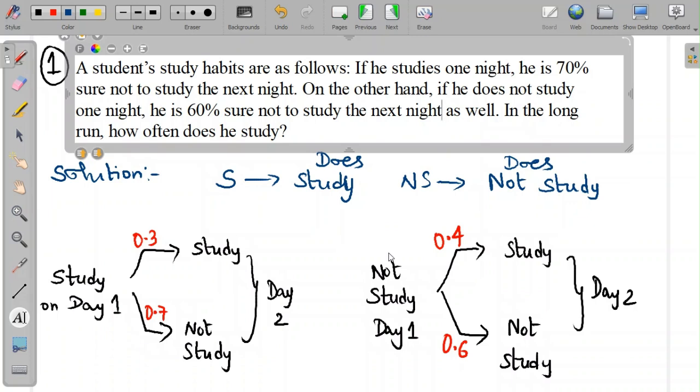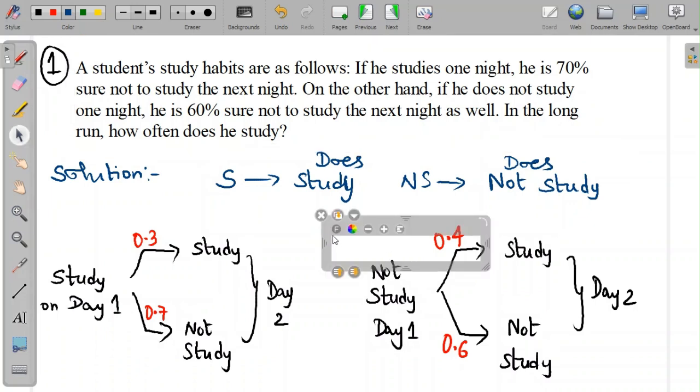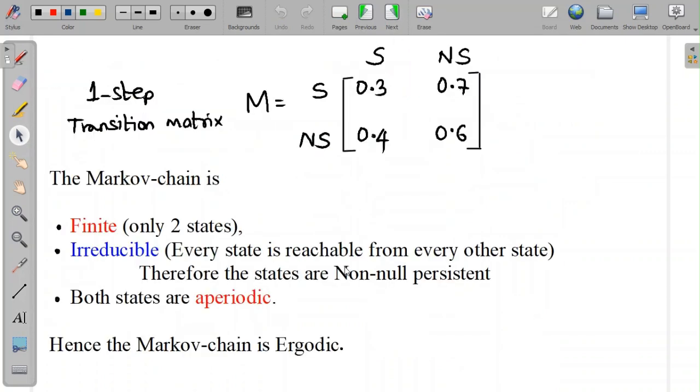So this helps us define the TPM, a 2 by 2 matrix in this form. So M has two rows and two columns given by these four entries. And by looking at the TPM, we can arrive at a few conclusions. The Markov chain is finite. There are only a finite number of states, the chain is also irreducible, and both states are aperiodic, and hence we know that this Markov chain is ergodic.